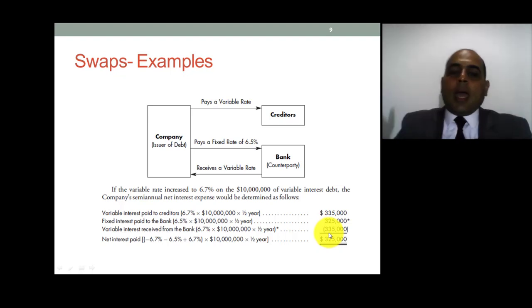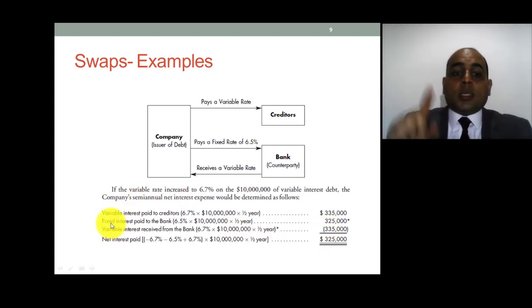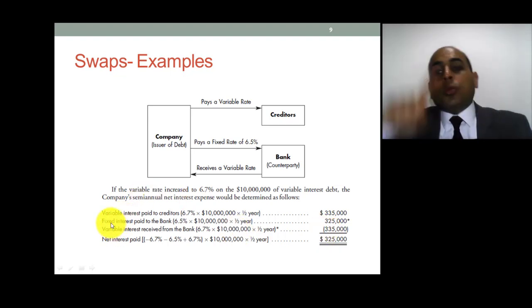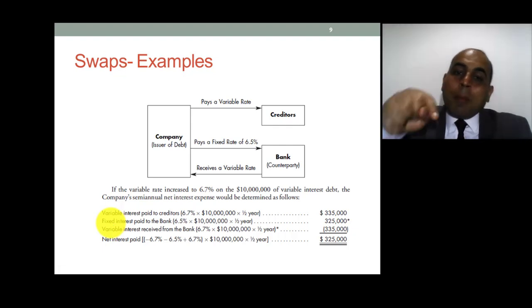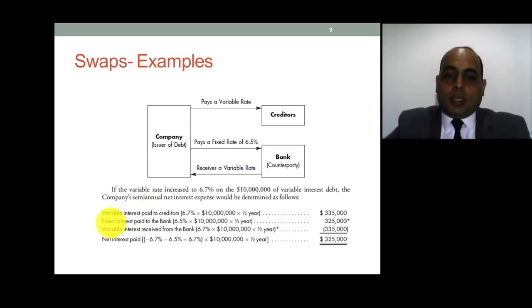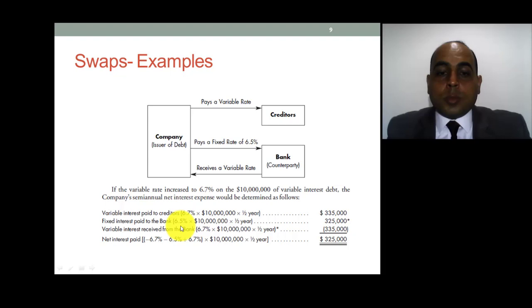But on the other hand, we will pay a fixed interest amount to the bank, as we borrowed from him the same amount at a fixed interest rate. So we will pay the bank 6.5% as an annual fixed interest rate on $10 million, the amount that we borrowed, for 6 months. So we will pay them 325.